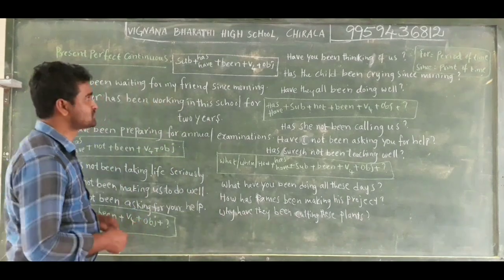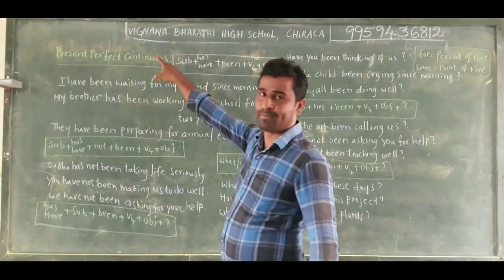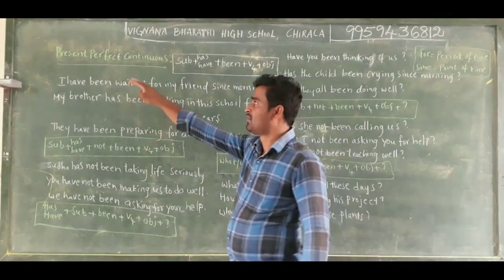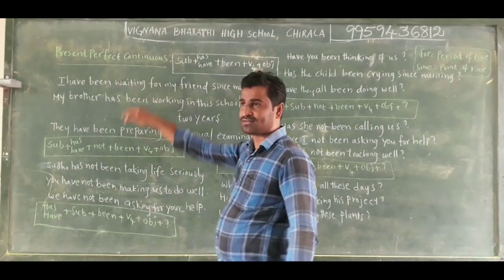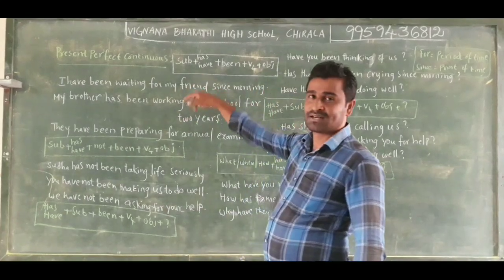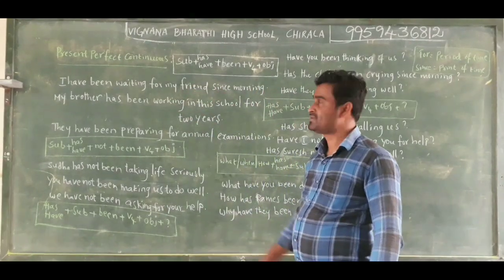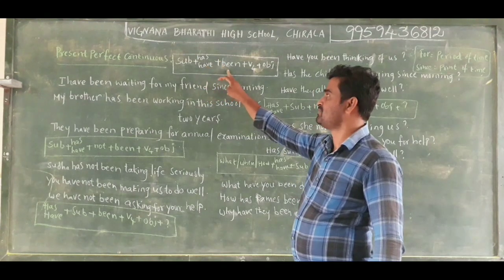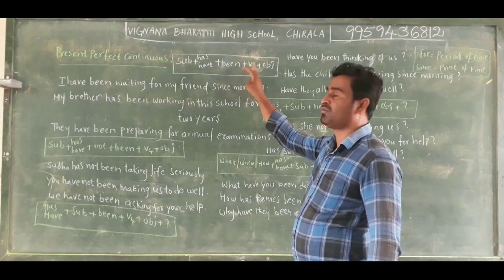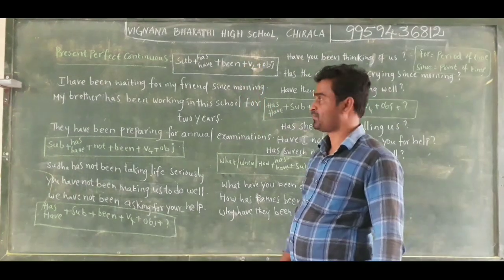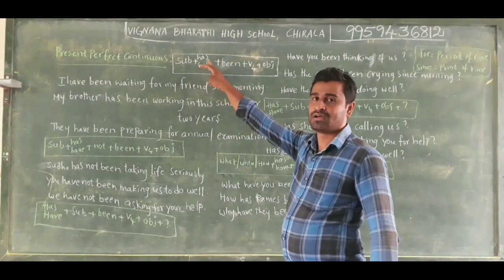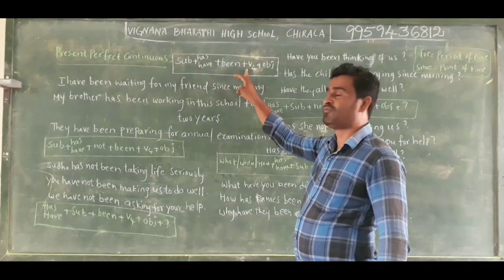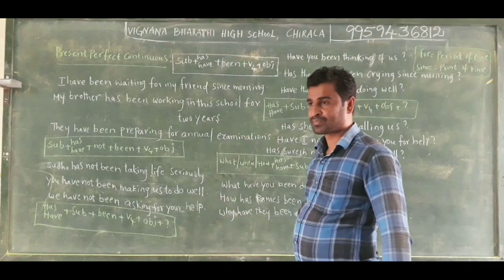Today let us talk about present perfect continuous tense. The structure of the present perfect continuous tense is subject has or have plus been plus verb 4 plus object.